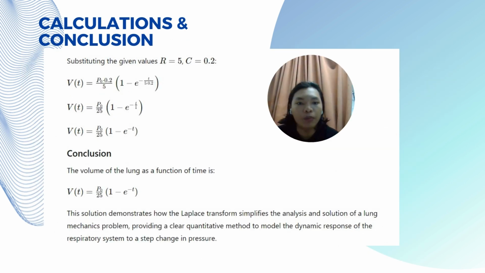After the inverse Laplace transform, we just substitute R and C into the equation. As given, R is equal to 5 and C equals 0.2. So we get V(t) equal to P initial times 0.2 over 5, times 1 minus e to the power of minus t over 5 times 0.2. After we calculate, the answer is P initial over 25 times 1 minus e to the power of minus t. Okay, for the conclusion of this method, the volume of the lung as a function of time is V(t) equals P initial over 25 times 1 minus e to the power of minus t.